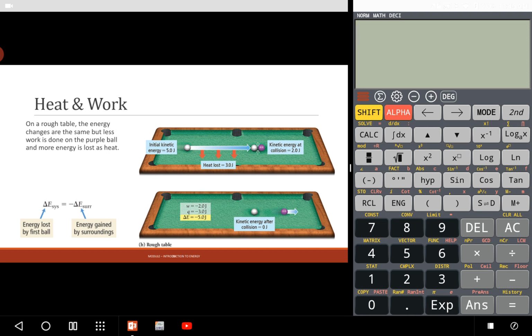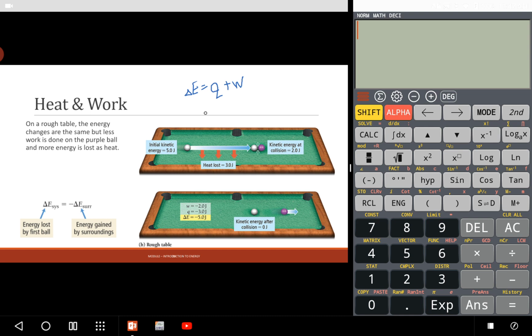Here's another, similar situation, but now the table is a lot rougher. So in this scenario, we are again starting off with our white ball equal to 5 joules. This time it's losing 3 joules to the table due to heat loss, and then it is only going to be able to transfer 2 joules. So once again, our delta E is equal to Q plus W.